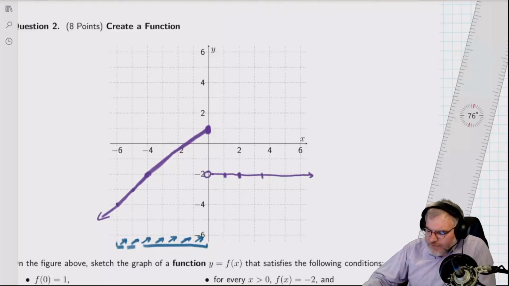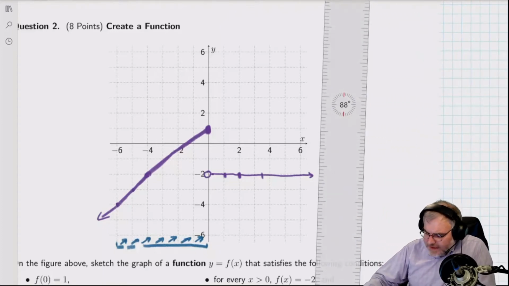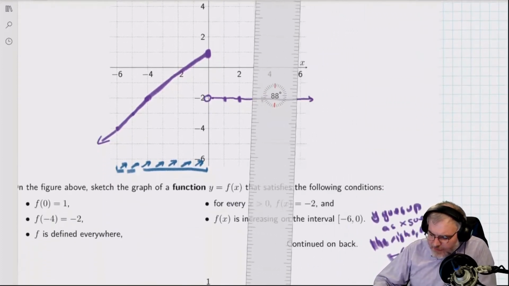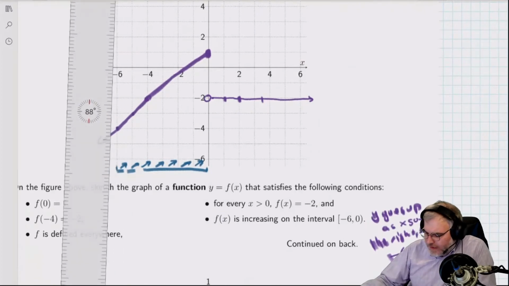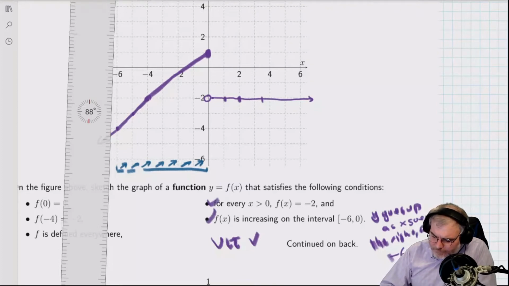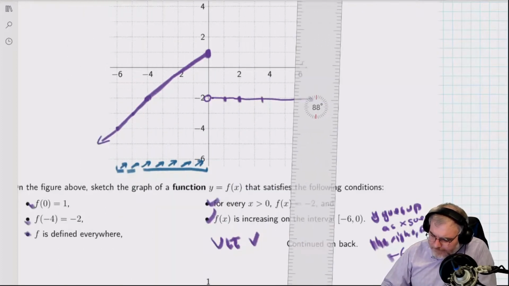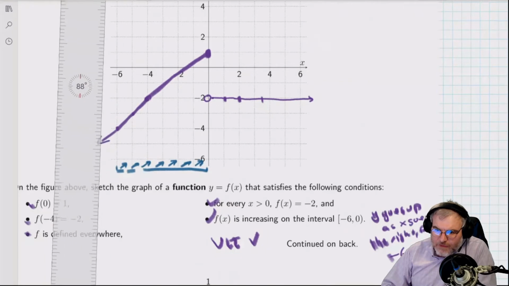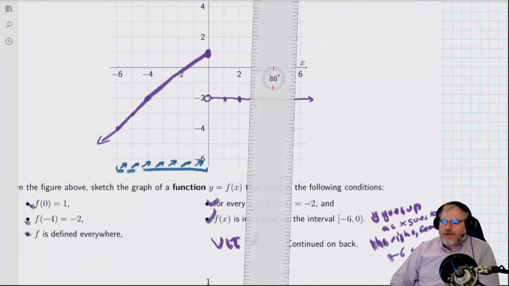Oh, and then I'm going to check the vertical line test, right? Because I need to check my vertical line test. So I'm going to go across here and make sure I didn't do any doubles. I just run my ruler across and make sure I didn't do any vertical line test violations. Yep.